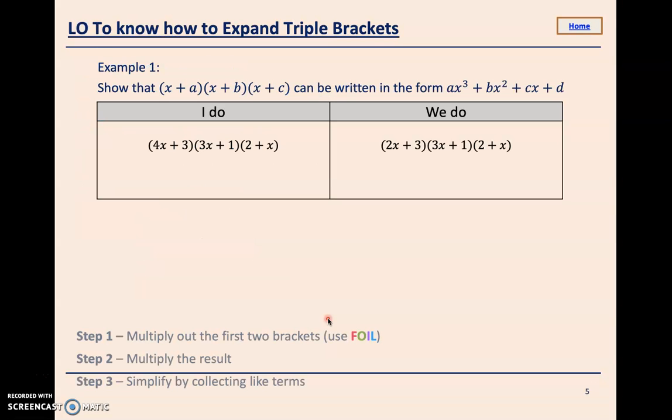So first of all, let's have a look at the I do. Our success criteria at the bottom states that the first thing we've got to do is multiply out the first two brackets. So these two sets of brackets here.